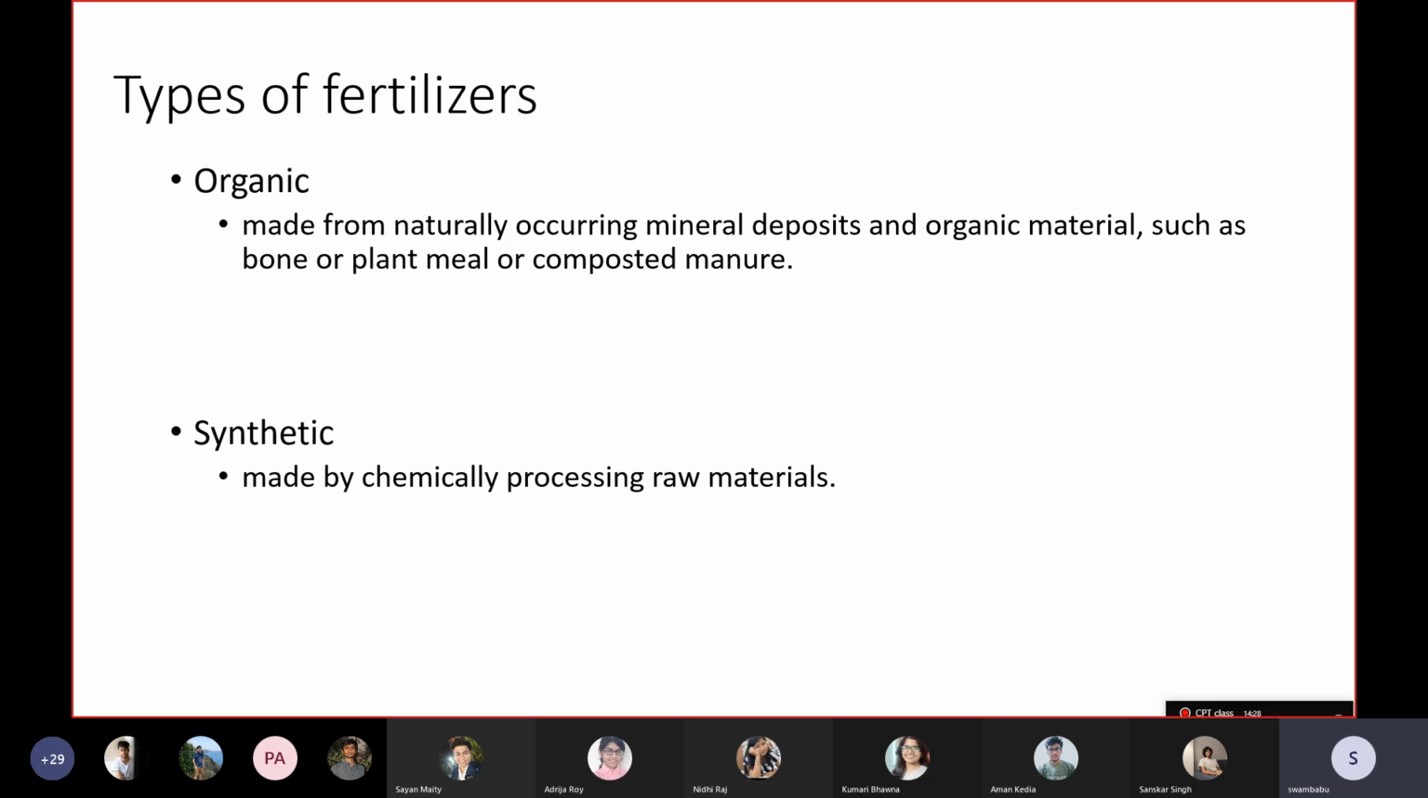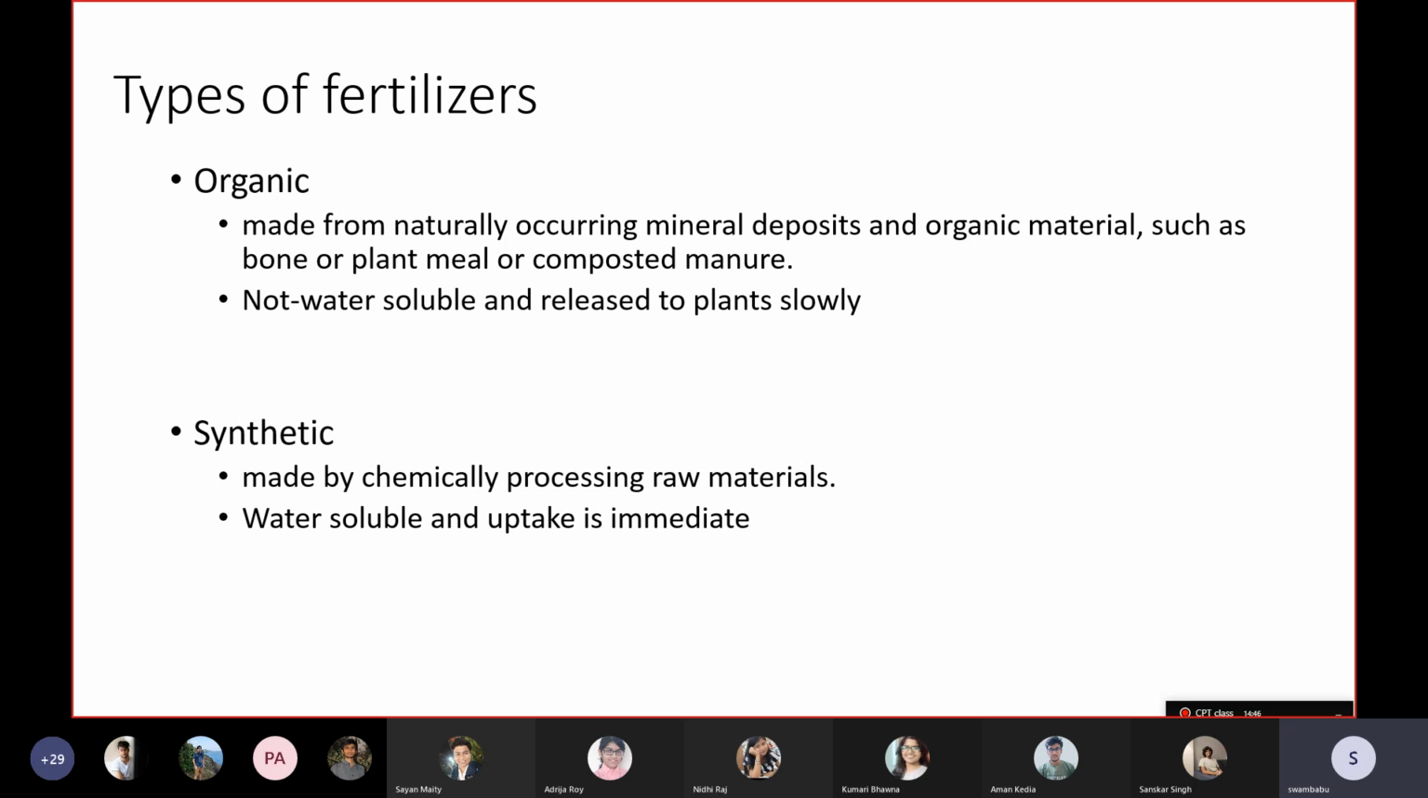Whereas synthetic fertilizer is made by chemically processing raw materials. We artificially, by processing certain raw materials, produce the fertilizers. Those are called synthetic fertilizers.